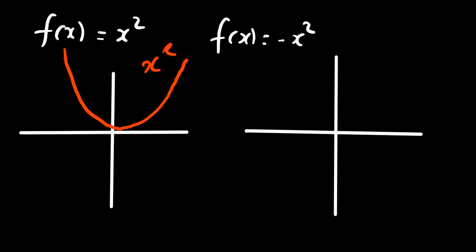Now what if they give you f(x) = -x² - 4? How are we going to solve that one? Let's say this is the Cartesian plane, the x-y plane. This is our y-axis, this is our x-axis.